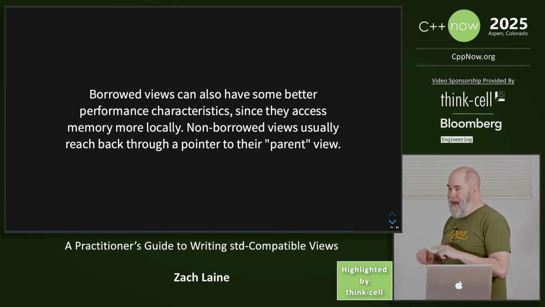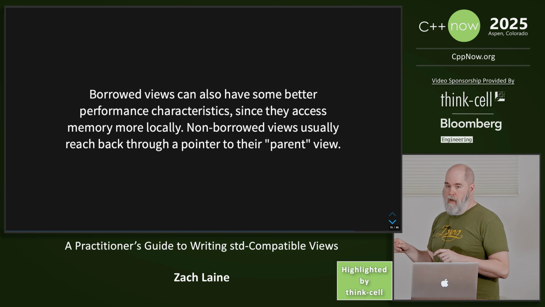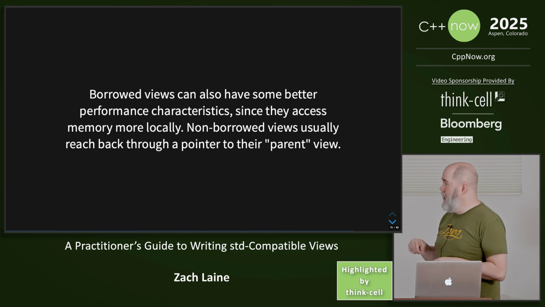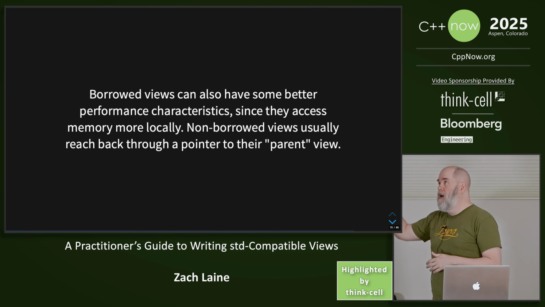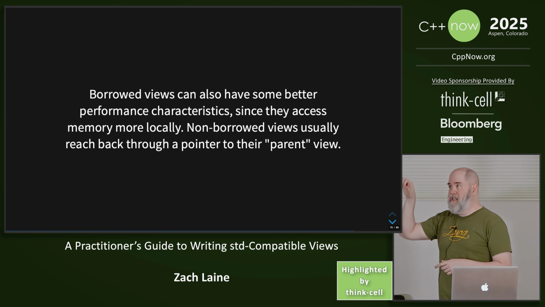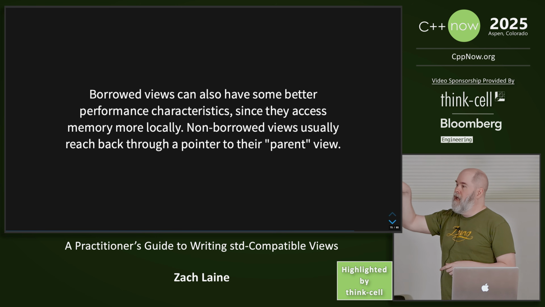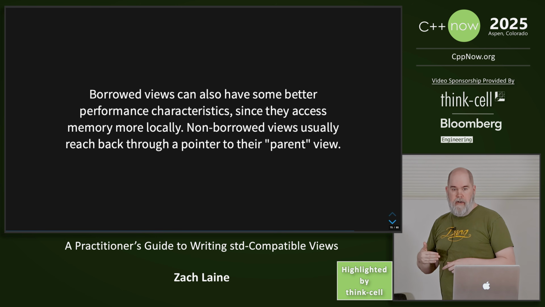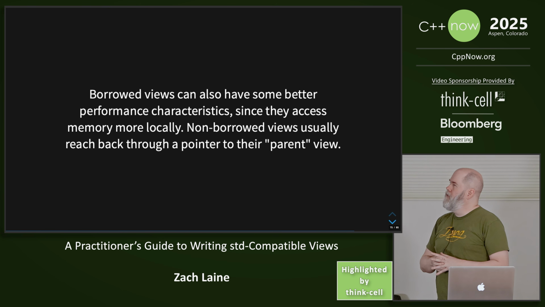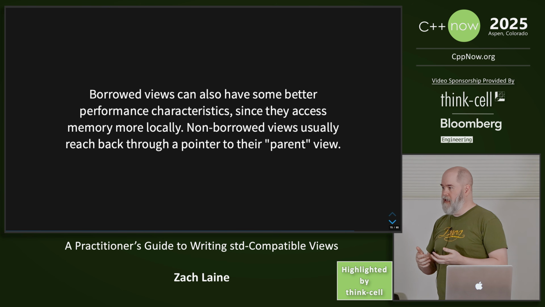Sometimes borrowed ranges have dramatically better performance characteristics than non-borrowed ranges. So I did this experiment where I tried to take all of the std views that have state in their view and see how much of that state we could move into the iterator. And at least for one of them, I forget which particular view, it was dramatically faster. It was 4 or 5x faster.